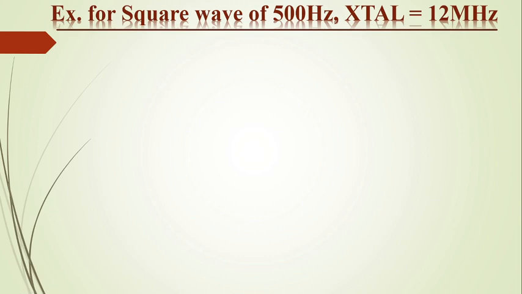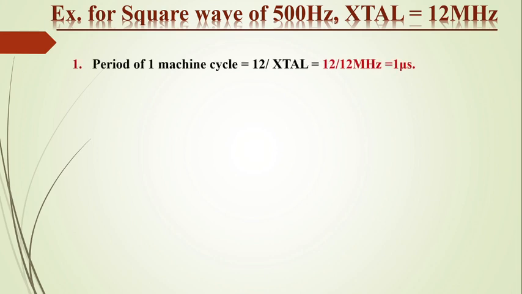Now another example: if we want to generate a square wave of 500 hertz and the crystal frequency is given as 12 megahertz. Again we have to find the initial count to generate this 500 hertz square wave. So first we again find the period of one machine cycle by using the formula 12 divided by crystal frequency. So we get the value 1 microsecond.